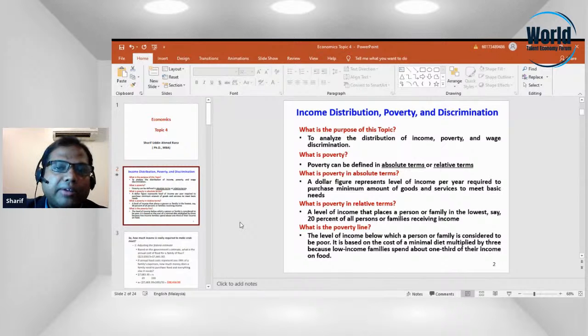A dollar figure representing the level of income per year required to purchase the minimum amount of goods and services to meet the basic needs. So what is poverty in relative terms? A level of income that places a person or family in the lower, say 20%, of all persons or families receiving income. What is the poverty line? The level of income below which a person or family is considered to be poor.